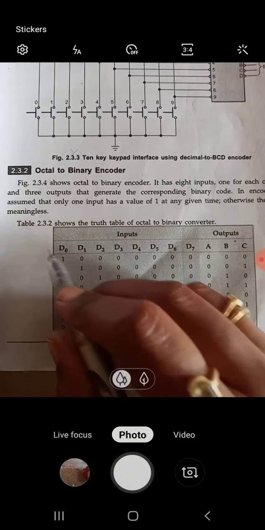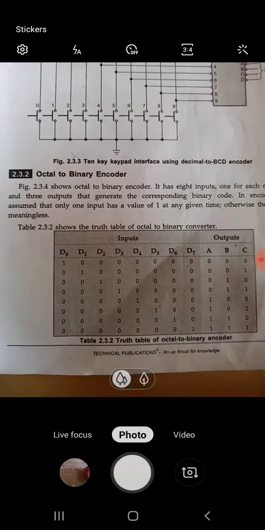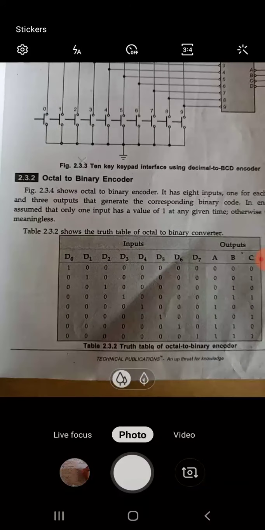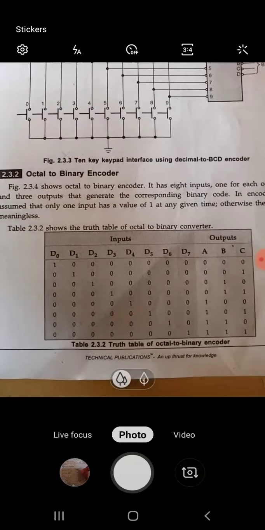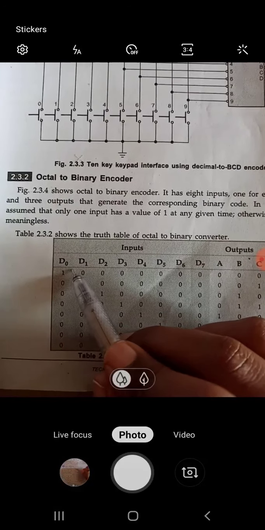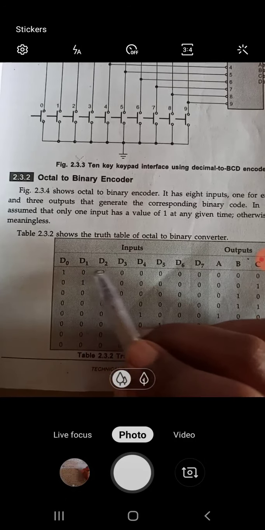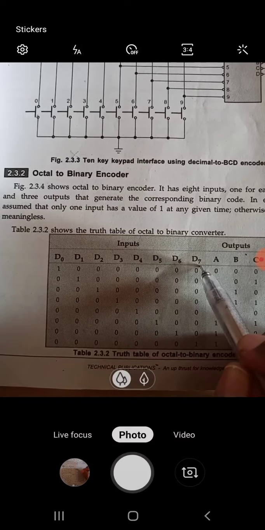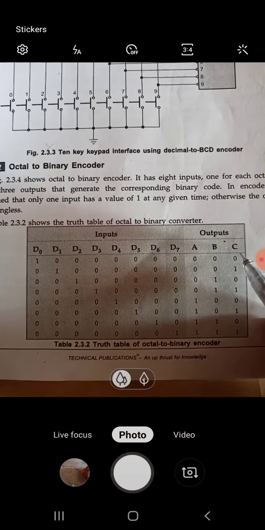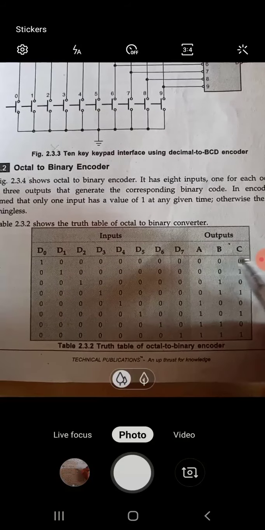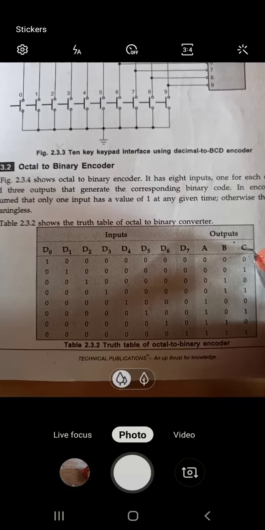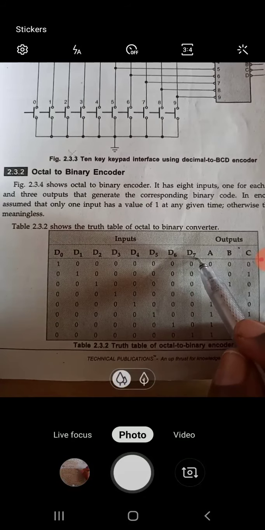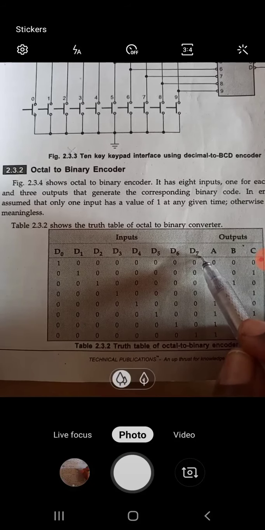So I have written it over here. It is a general block diagram, it is not referring to 74xx147. D0, D1, D2, D3, D4, D5 up till D7 are the input lines, and the output lines are A, B, C. 3 output lines. So 0 to 7 means 8 input lines, right?